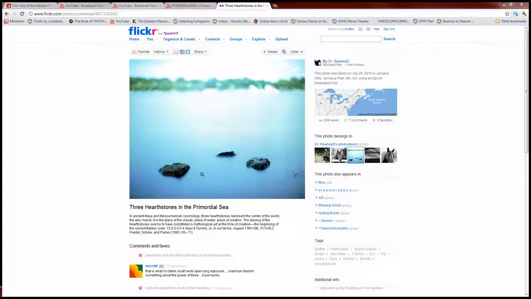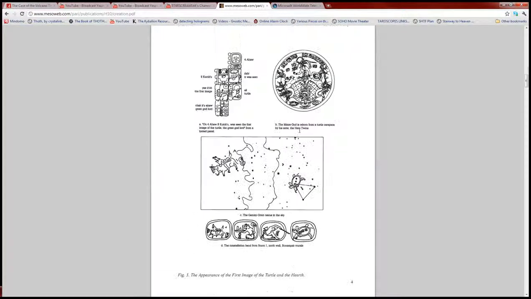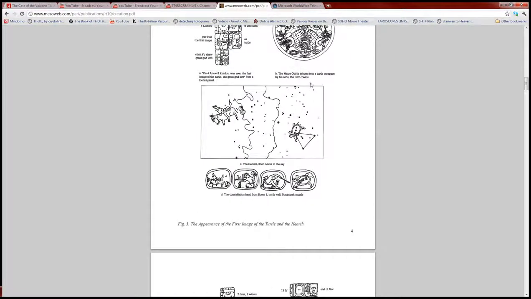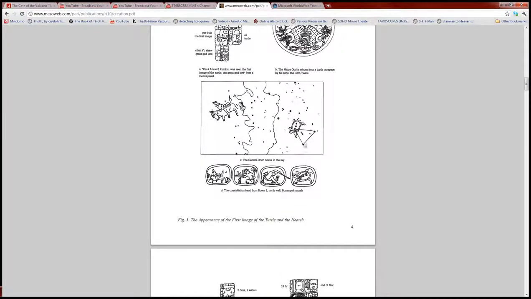Now, the three hearthstones are signified in the Mayan culture as the three stars surrounding the Orion Nebula. What you're looking at right here is off of mesoweb.com. Okay, and it talks about creation, cosmos, and the imagery of Palenque and Copán. I'm going to post this PDF for you as well. It talks about what the Mayans say about the three hearthstones, which is what you're seeing right here. Okay, and the turtle. And if you notice, this is Orion. You see those three stars in Orion.